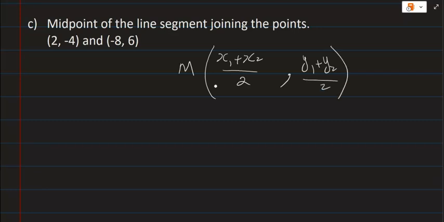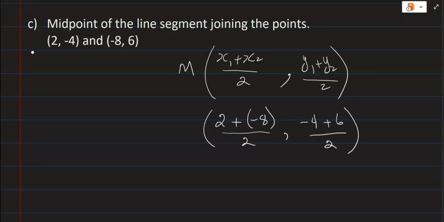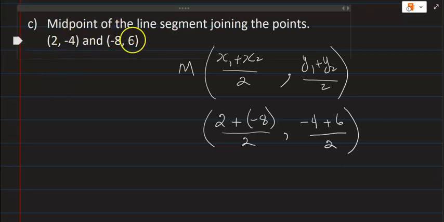All right, we're just going to plug numbers in. In this case, we got x1 plus x2, and I have 2 plus -8 divided by 2. And the y coordinate is -4 plus 6 divided by 2. So we have the y's. This is the y1, that's the y2. We are adding the coordinates and then the x's as well.